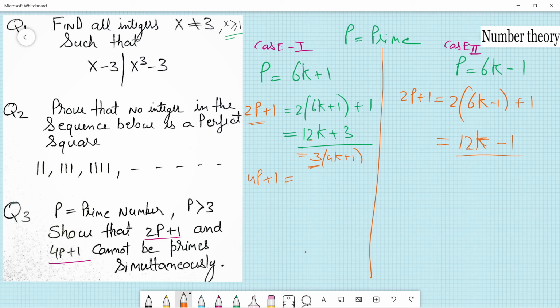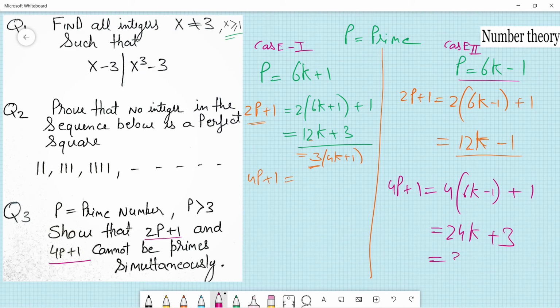So now let's look at 4p plus 1. 4p plus 1 will become 4 times 6k minus 1, plus 1. It becomes 24k minus 3. Now this number is again divisible by 3. You take 3 common, and for any k, this will be divisible by 3. So in this case, this failed. The other may have passed or may not have passed, we don't care. This failed, so this case is done.